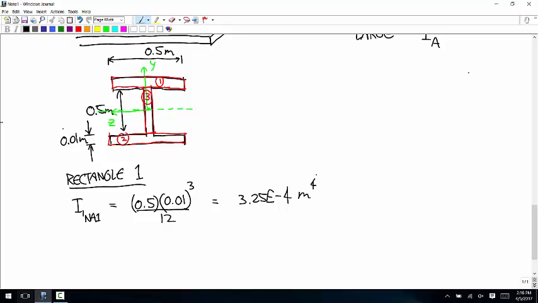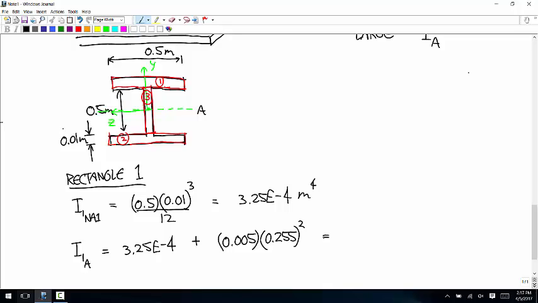The big contribution is going to come from the parallel axis theorem part, because we have all of that area moved far away from the total shape's neutral axis. Okay, so this is what I'm going to call A. And now, the moment of inertia of 1 about A is 3.25 times 10 to the minus 4 plus the area of that shape, which is 0.005, times the distance from A to the neutral axis of 1. What's that? 0.25 plus 0.005.